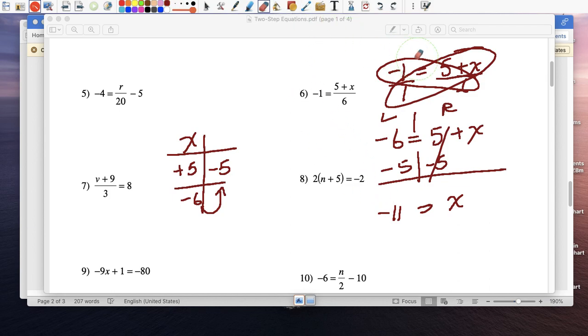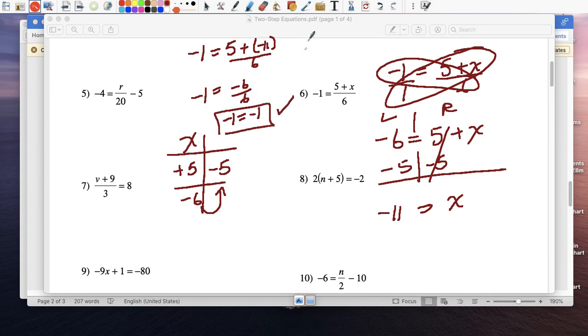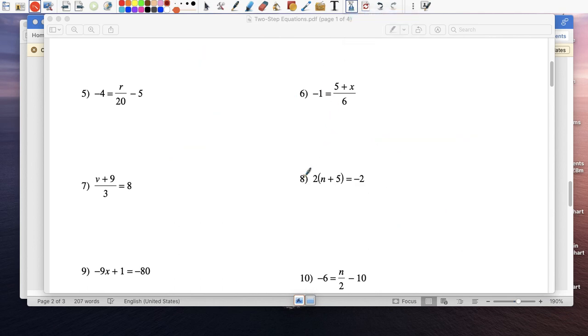So let me check over here. I have negative 1 equals 5 plus negative 11 over 6. What's 5 plus negative 11? That equals negative 6, so negative 6 over 6. Negative 1 equals, and 6 divided by 6 is 1, but it's going to be negative. Are we right? Yes, we are. Number 8, we have a little distributive property to do before we do a little story. So we get 2n plus 10 equals negative 2.